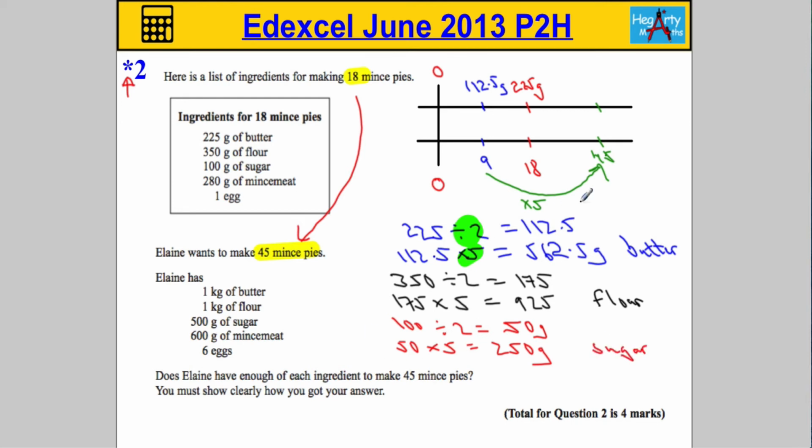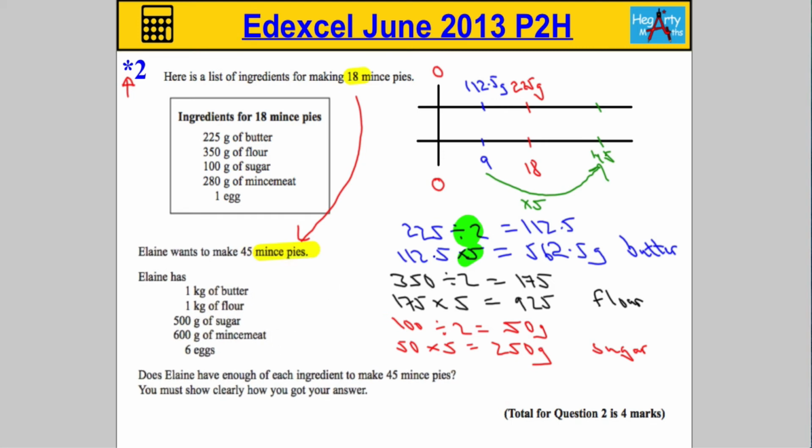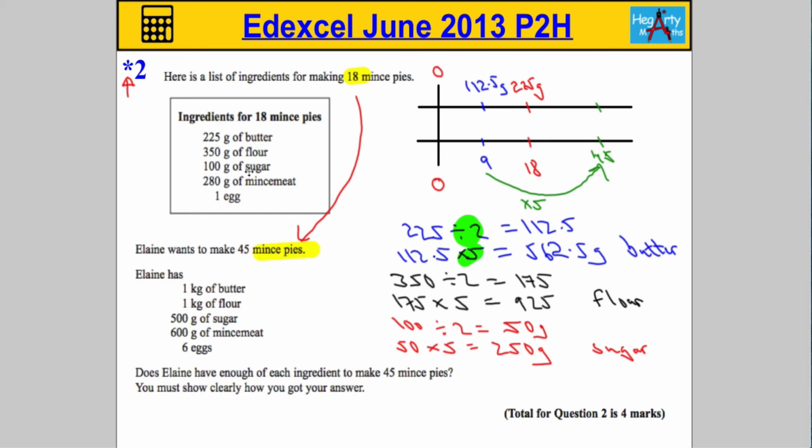I'm going to move this over a wee bit. We need to now do the same for mincemeat. For mincemeat, we're going to have to do 280. We're going to divide that by 2 to get 140 grams. We're going to do 140 times that by 5, which is going to give us 700 grams.